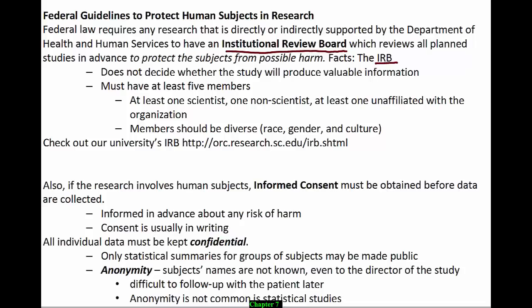The Institutional Review Board reviews all planned studies in advance to protect the subjects from possible harm, to protect subjects' rights and welfare. They do nothing else. They do not decide whether the study will produce valuable information, whether there are going to be lurking variables, whether they have a good design of experiment, whether it's going to go over budget. They do not do any of that. They are solely there to inspect the study, to protect the rights and welfare of the human subjects, to protect the subjects from possible harm.